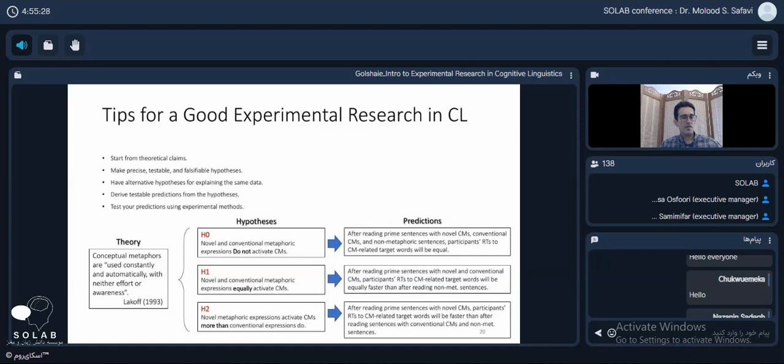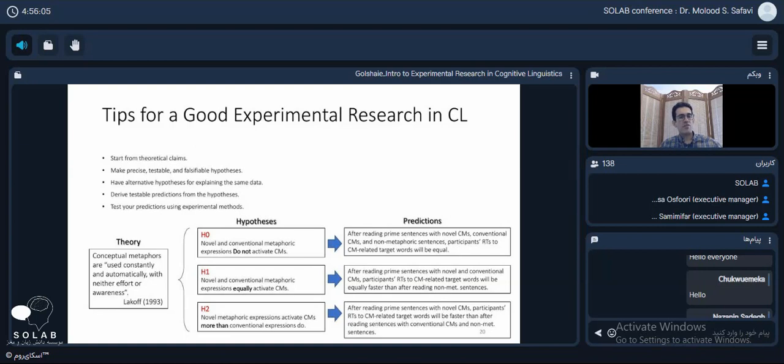The null hypothesis is that novel and conventional metaphoric expressions do not activate CMs, conceptual metaphors. Hypothesis one is that novel and conventional metaphoric expressions equally activate CMs, and the second hypothesis is that novel metaphoric expressions activate CMs more than conventional expressions do. So you have hypotheses here, and based on these hypotheses, you make predictions.